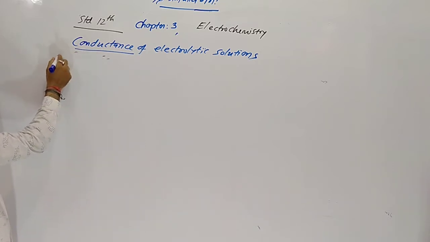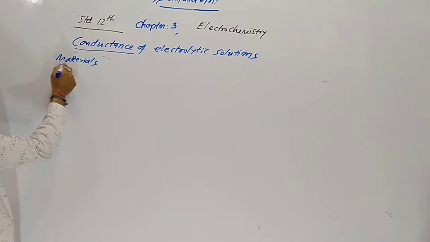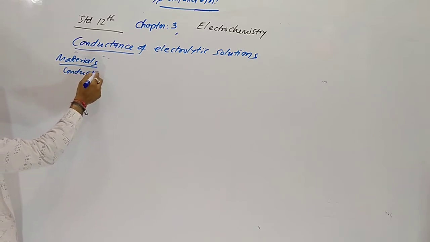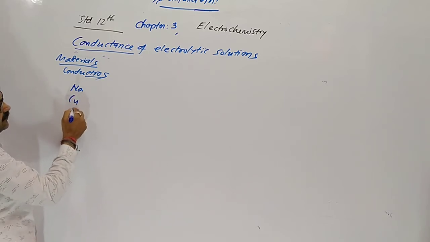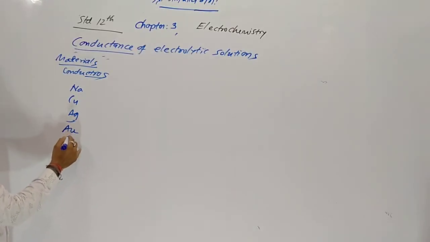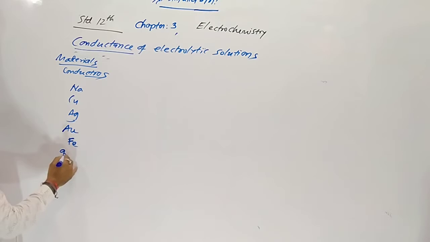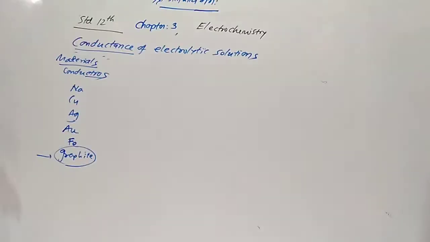So materials: first is the conductor. Conductors, we are taking sodium metal, then copper, silver, gold and iron. All are metal. And one exception, graphite. Graphite is not a metal but a non-metal, which is also a conductor of electricity. So it is taken in the list of conductors.